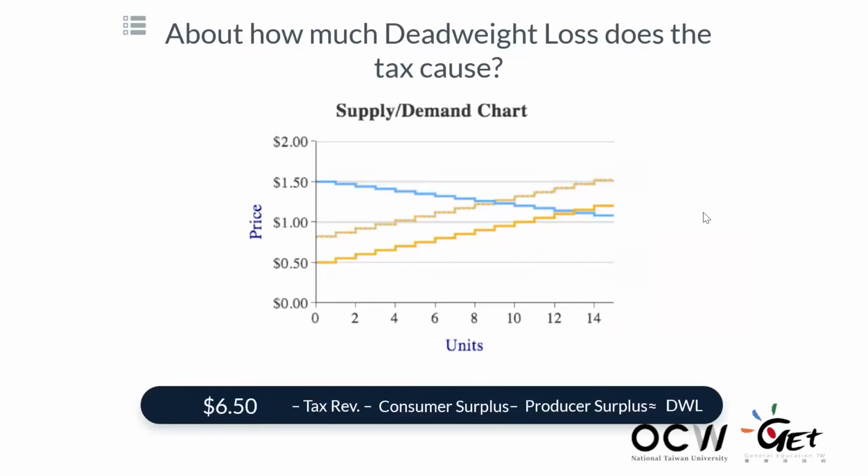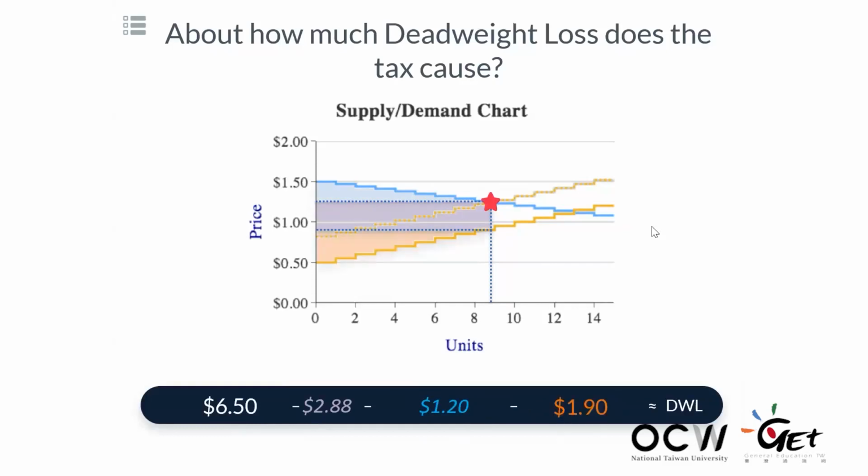Okay, so here you can look at the potential surplus. The total gains from trade is the 650. The tax revenue is this purple part, 288. And consumer surplus is now shrunk to 120. Producer surplus is shrunk to 190. And what's remaining is your deadweight loss, which is the 50 cents. These are the gains from trade that are not realized because of your taxation.